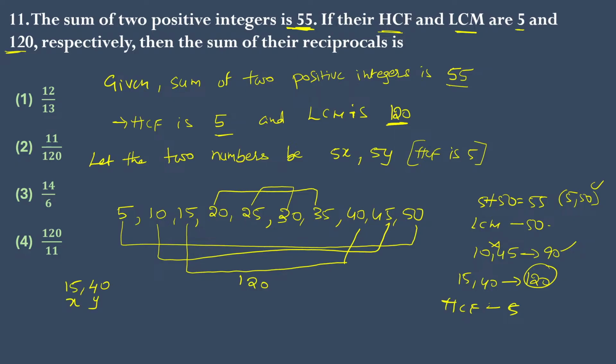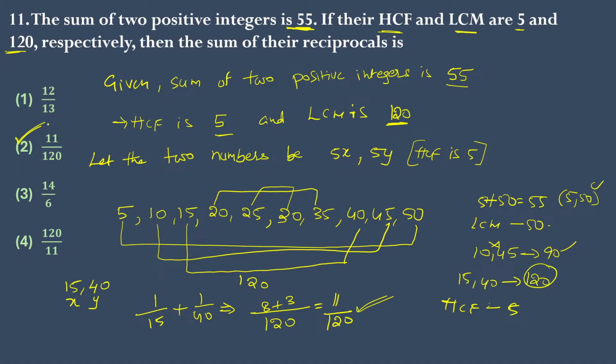And what is the question? The sum of the reciprocals. So 1 by 15 is the reciprocal of the first number, 1 by 40 is the reciprocal of the second number. If you sum that, with denominator LCM 120, we get 8 and 3, so 11 by 120. So option 2 is correct.